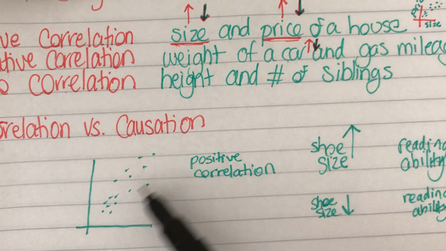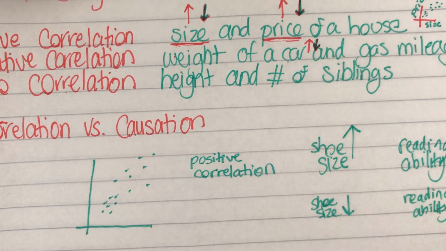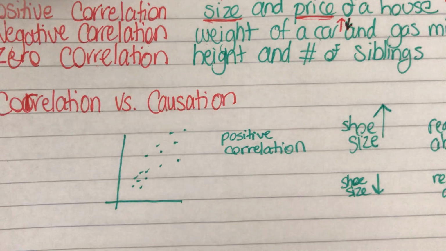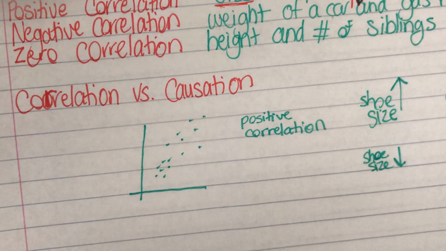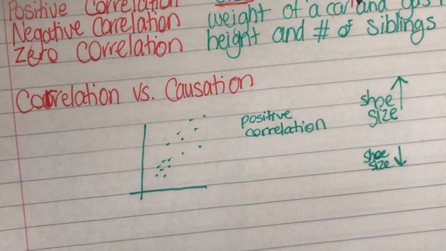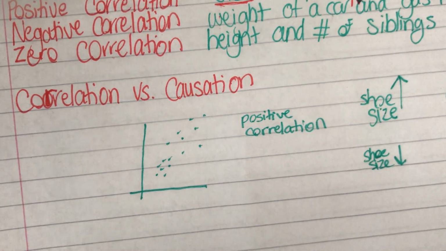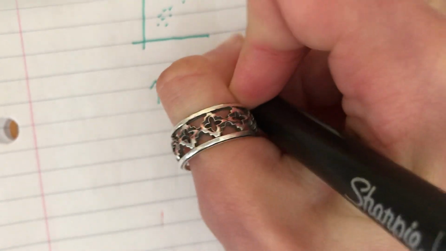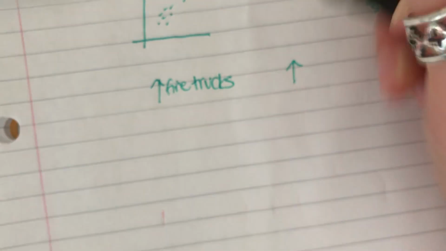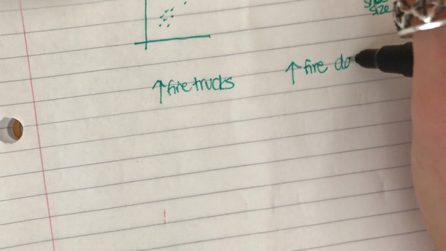So that's the difference between correlation and causation. Correlation shows a pattern, but it doesn't mean that one thing causes the other thing to happen. Let's do one more example. This is also from the book, so I have not done this research myself, but apparently the number of fire engines responding to a fire is positively correlated with the total damage. So basically they're saying the more fire trucks there are, the more fire damage occurs.